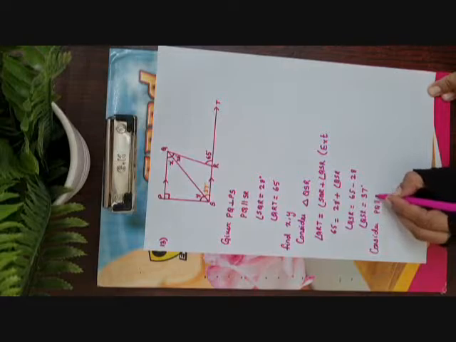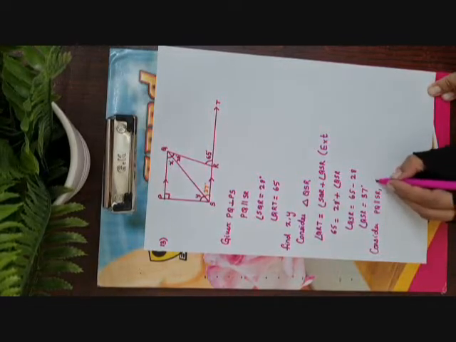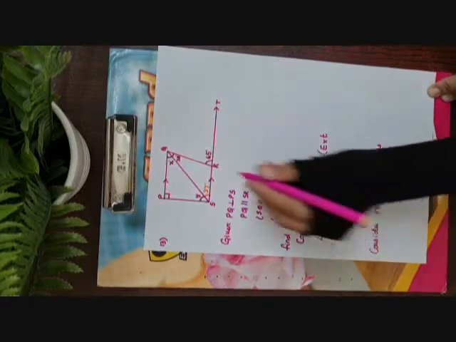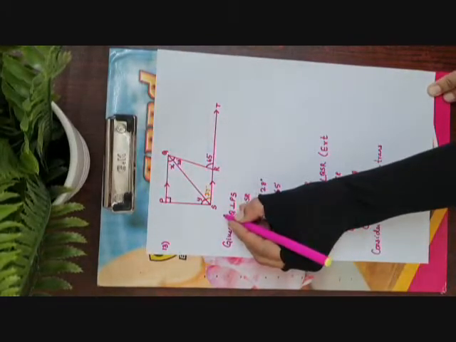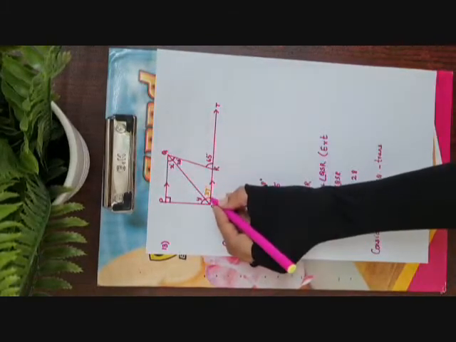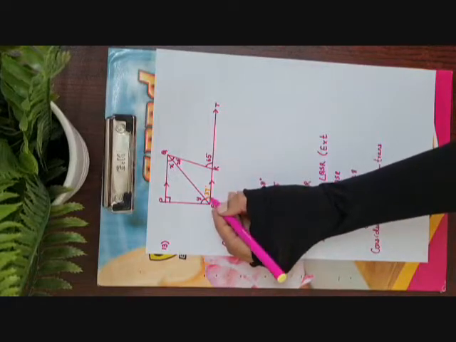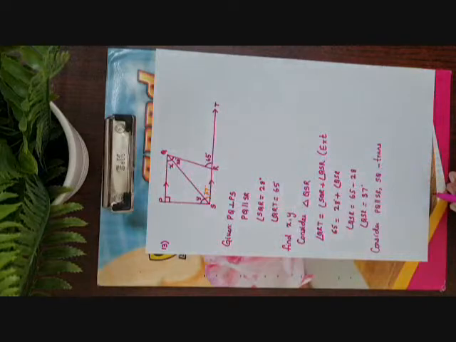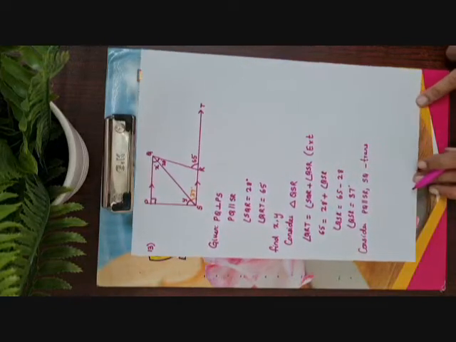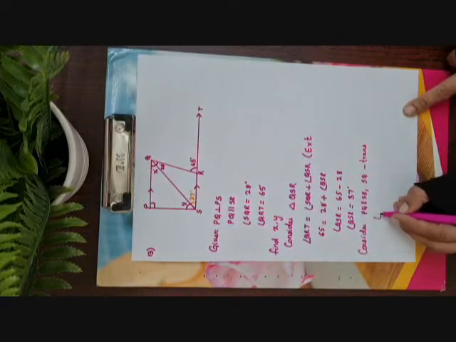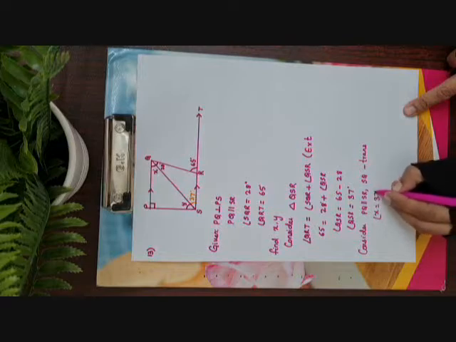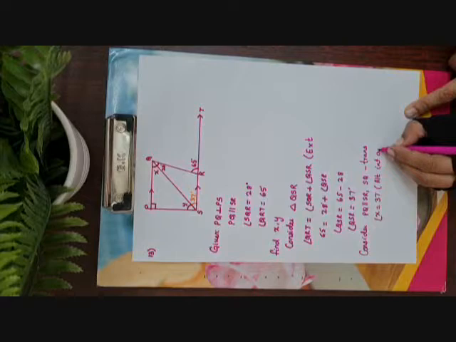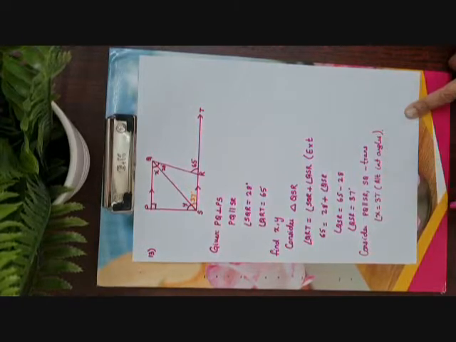Now let us consider PQ is parallel to SR and SQ is the transversal. We are saying SQ is the transversal. Now if SQ is the transversal, angle X will be equal to 37 degrees, alternate interior angles. Yes? Angle X will be equal to 37 degrees. The reason is alternate interior angles. Okay? Is that clear, children?